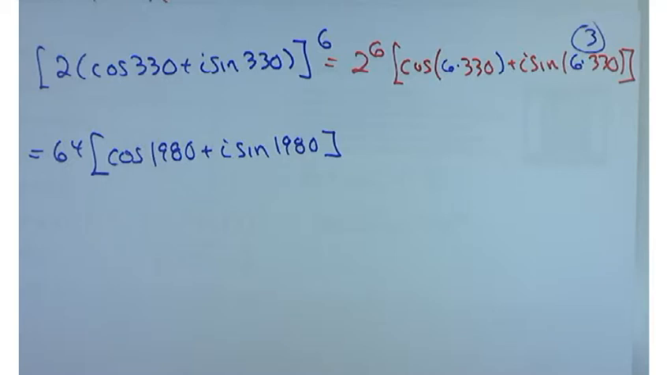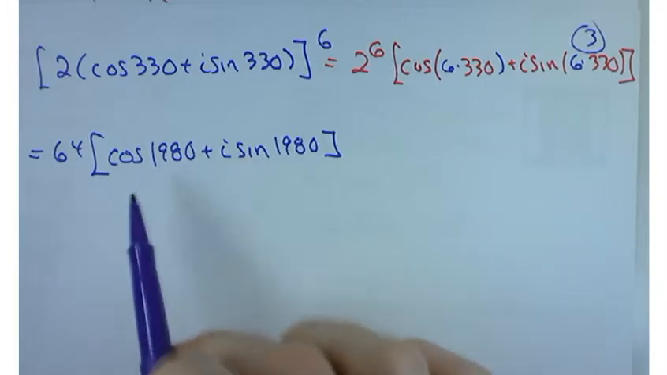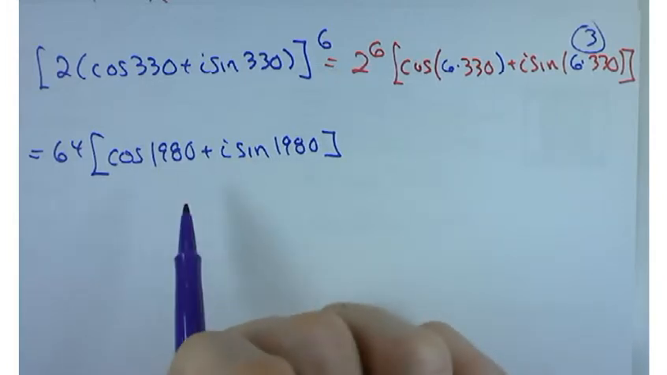Now, in a problem like this, I'm going to ask you to go all the way back down to the form of a plus bi. That is, I don't want it in polar form anymore. That's not what we started out in. That's not what we're going to end up in. Let me pause for a moment. We okay right here?